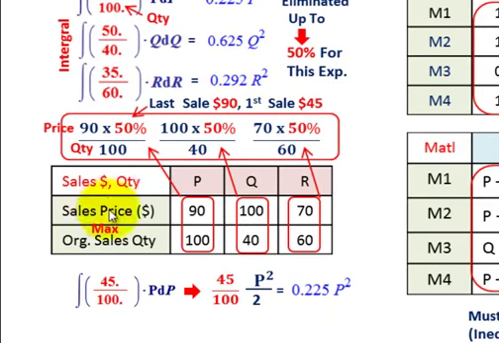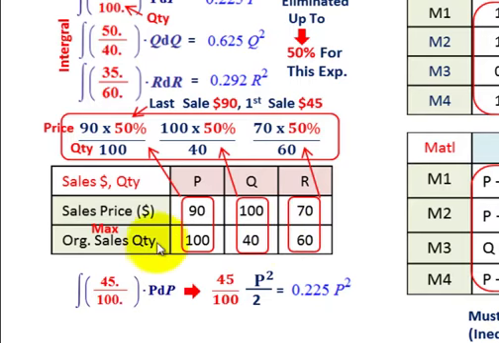Okay, so first for our example, we're going to have three different products, product P, Q, and R, and we're going to have a sales price that we want to end up with for each of those products. P, we're going to have a sales price of $90, Q, $100, and R, $70. And it's going to be based on those maximum original sales quantities that we're looking at: for P, 100, Q, 40, and R, 60.